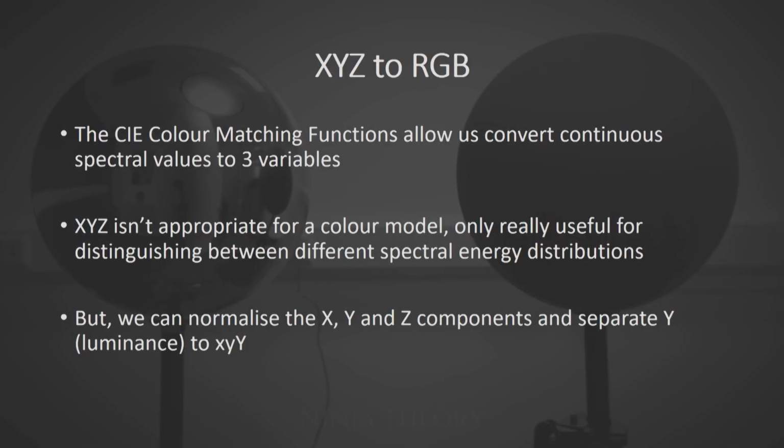But having this continuous spectral data isn't super useful, right? When we're working in RGB displays, RGB color models. So let's talk about how we go from spectral data to an sRGB color space, for example.